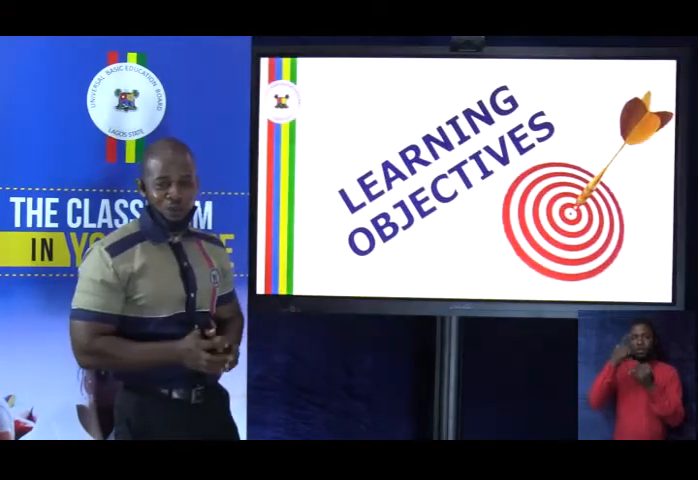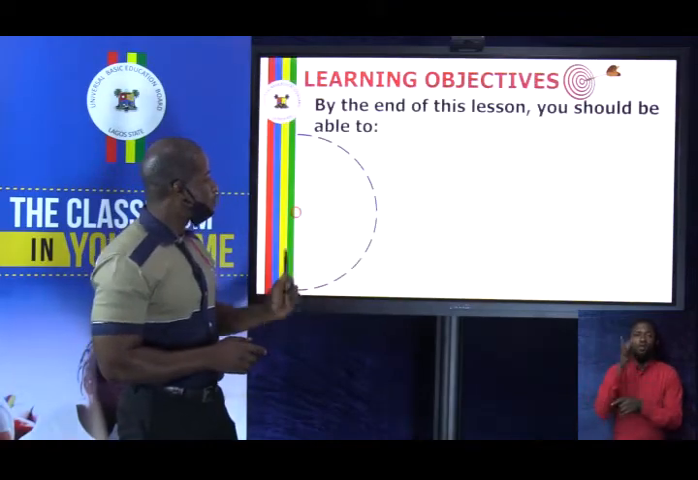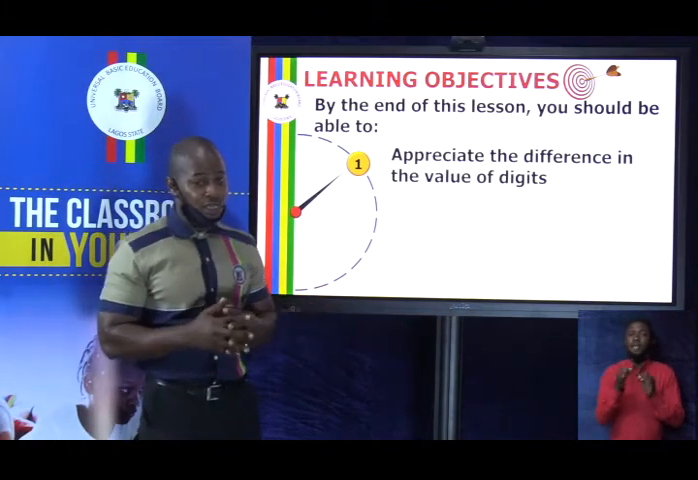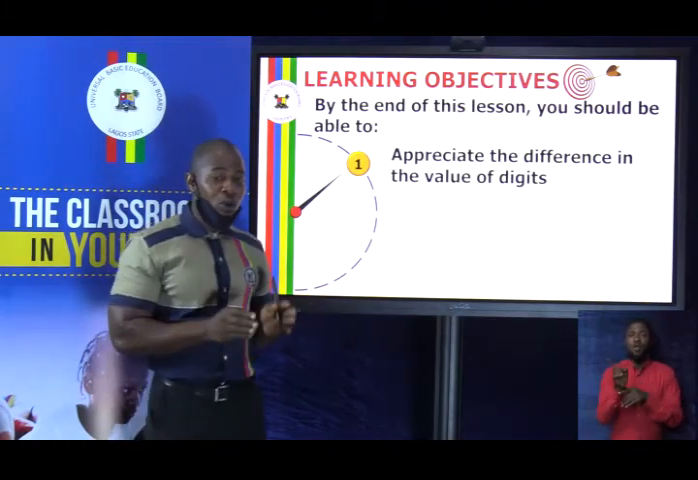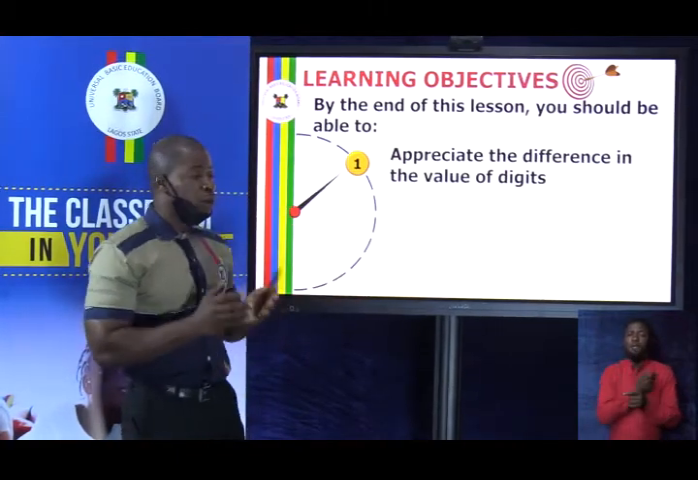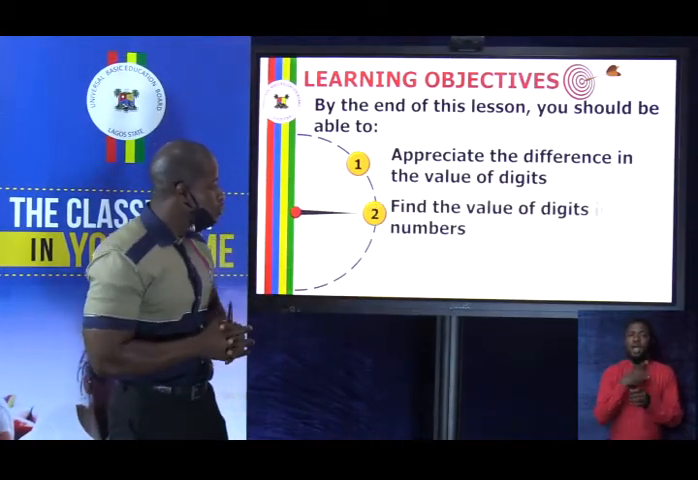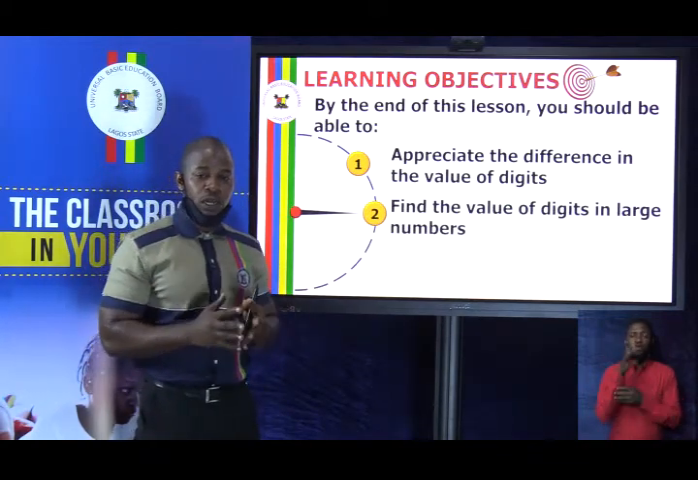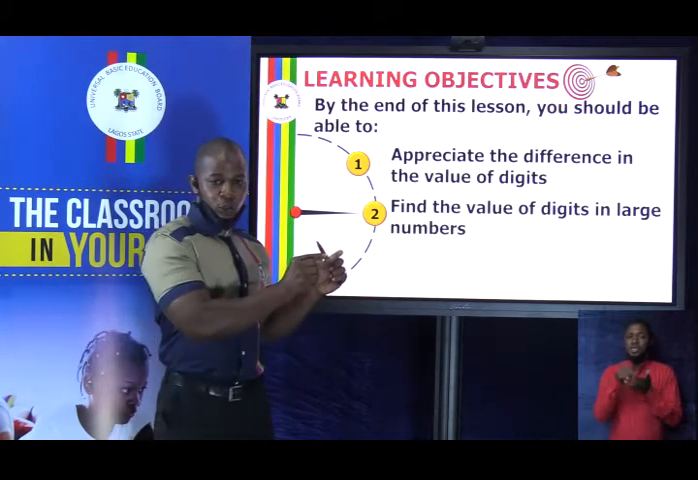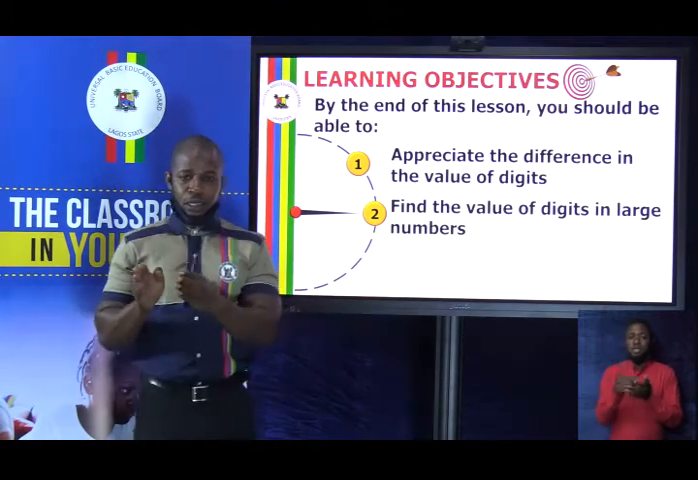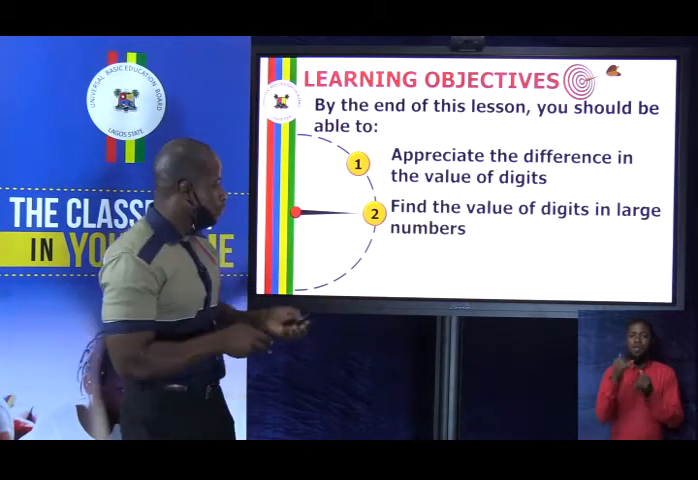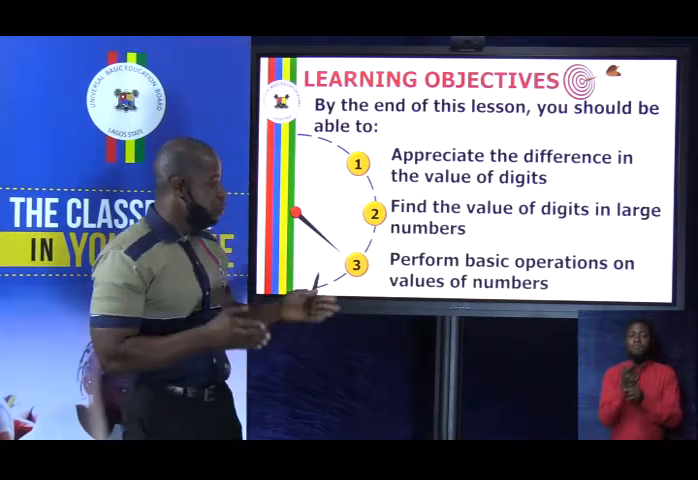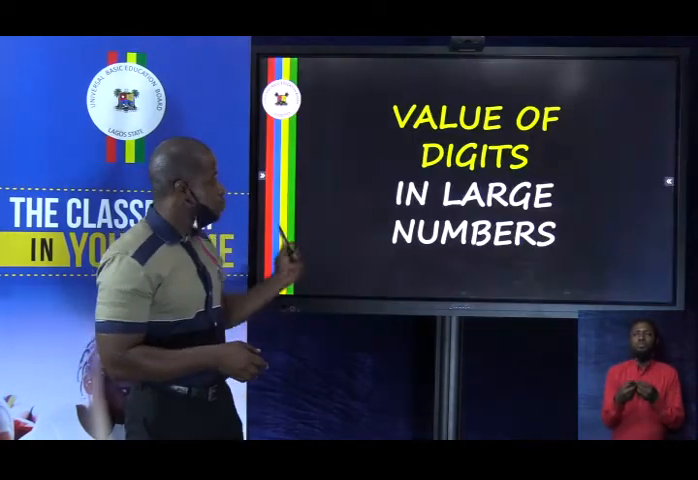So what's our learning objectives for today? By the end of this lesson, you should be able to appreciate the difference in the value of digits. You can already see that digits have different values depending on where you put them. Then you should be able to find the value of each digit, especially in large numbers. You should be able to tell us, okay, this digit is in this position, then this is the value. Okay, it's in this position, then it has another value. And finally, you should be able to manipulate the values of digits to perform basic operations. Let's see how that goes.